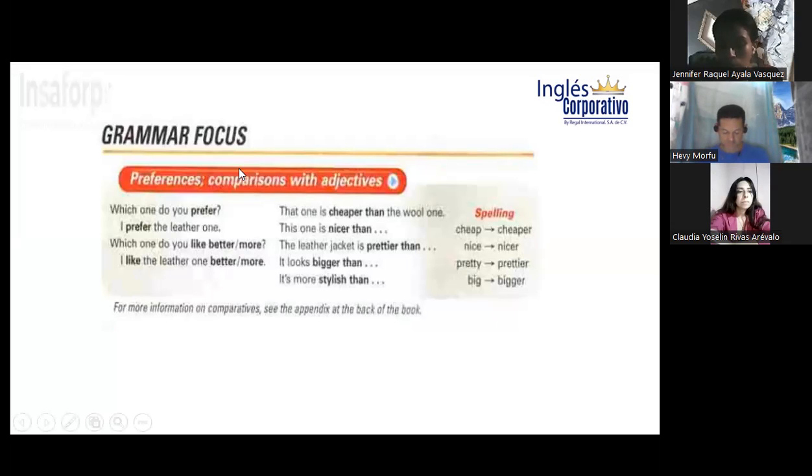For this, I will need a volunteer for helping me to read the rules. Necesito un voluntario, una voluntaria que me ayude a compartir y a leer las oraciones que se encuentran ahí. Alguien que me diga yo, por favor.